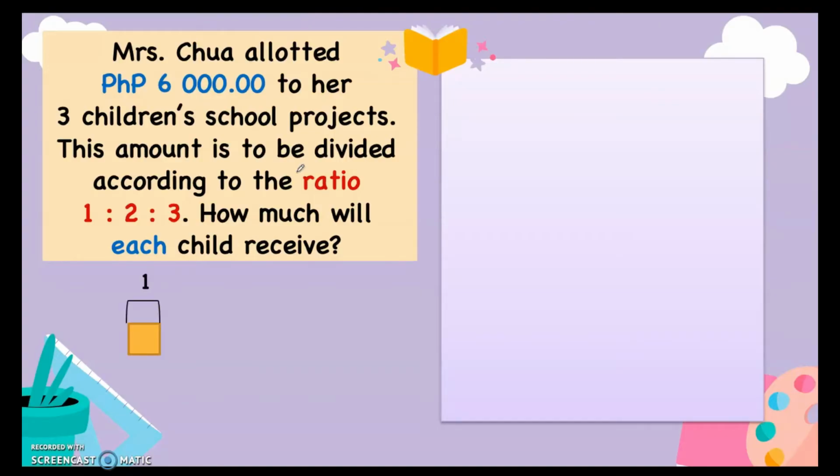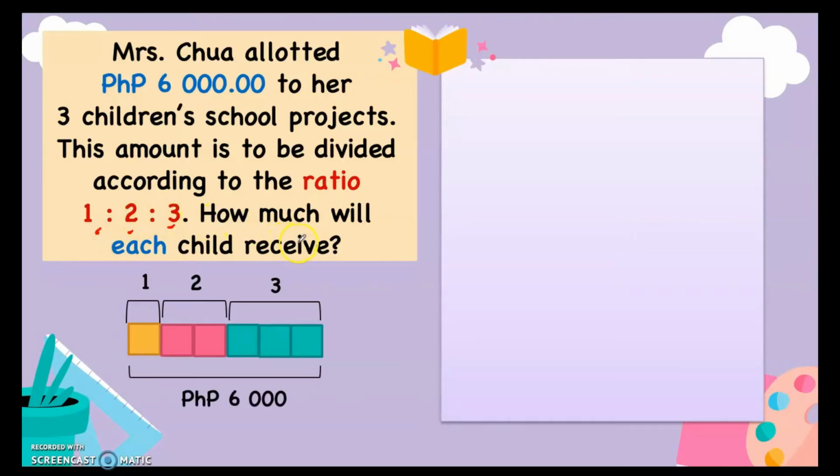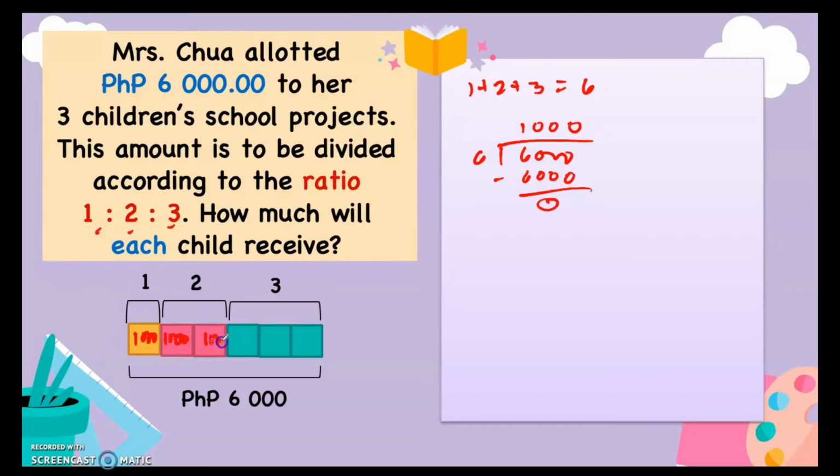Now, let's visualize first. 1 part of the whole, 2 parts of the whole, and this one is 3 parts of the whole, which is a total of 6,000 pesos. Then we add these 3 terms: 1 plus 2 plus 3, we have 6. And divide the total by the sum of the terms. So we have 1,000. Okay, so this 1,000 pesos is the value of each part.